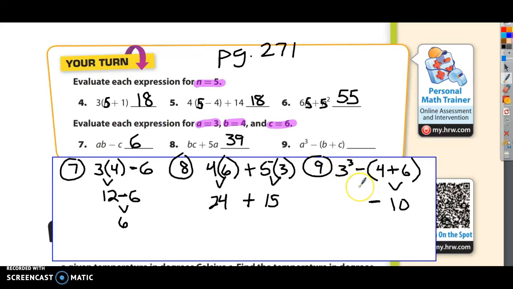3 to the 3rd power is not 9. 3 to the 3rd power means 3 times 3 times 3. 3 times 3 is 9, and 9 times 3 is 27. So I just showed that in my work down here. This right here is equal to 27. 27 minus 10 is 17. The answer to number 9 is 17. Nice job.